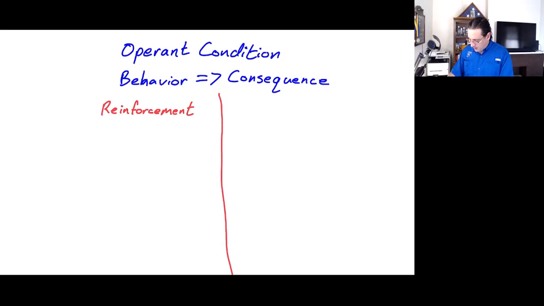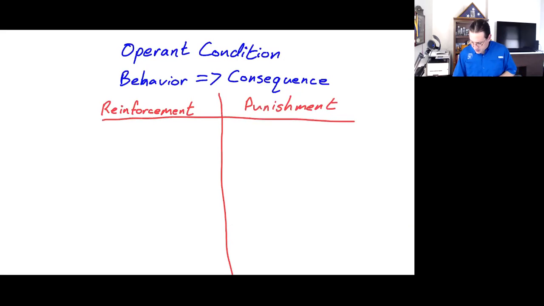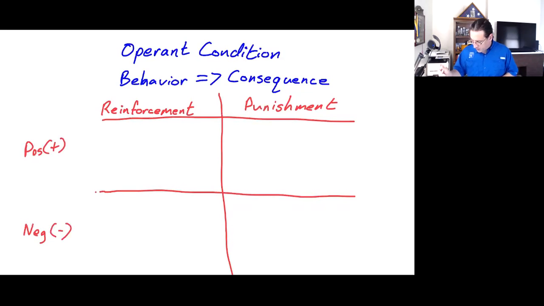I'll make a little graph here to make this easy. The second term that we have is called a punishment. I'm going to describe the difference between the two of these in just a minute. So reinforcement and punishment are the two consequences that we can have. Now within those, we can have positive reinforcement or punishment, or we can have negative reinforcement and punishment. Okay. And I'm going to get back to this slide in just a minute.